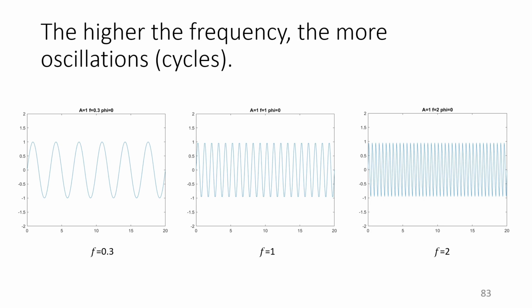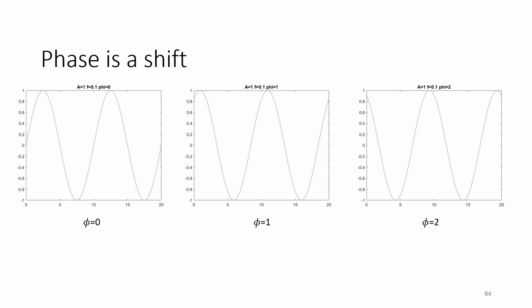If we increase it to 1, then you will see more cycles here. If we increase it to 2, then there will be additional cycles. So it is a frequency: the higher it is, the more oscillations. And the phase is only a shift on the horizontal axis.